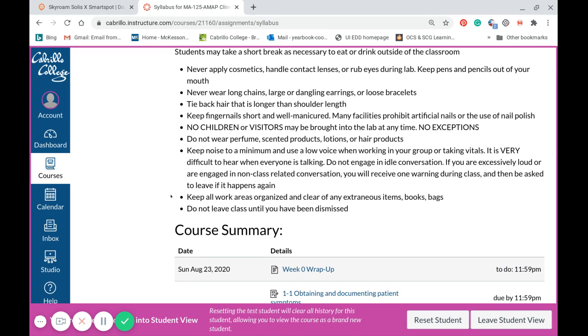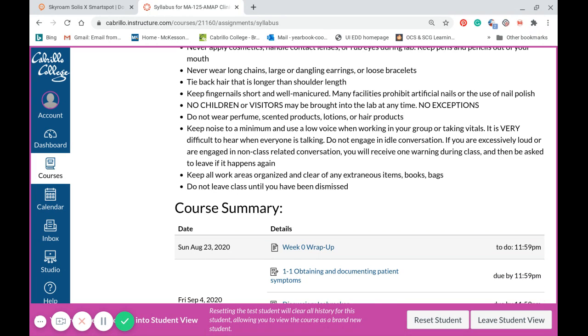We're going to keep all our work areas organized and clear of any extra items, books, bags. We shouldn't need to bring too much into the lab with us. Just a mask, right? Maybe your car keys, and like I said, your cell phone if you're expecting something urgent. We'll arrange that, and a water bottle. Otherwise, we shouldn't need to bring anything with us. And you're not going to leave until you've been dismissed.